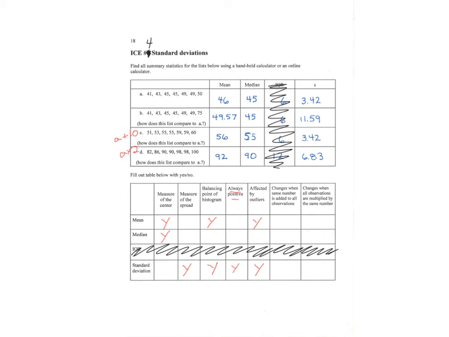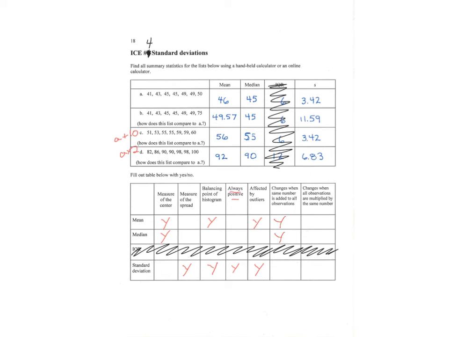So in the lower half, this column that says changes when same number is added to all observations, the mean and the median change, but the standard deviation does not. Now, what about D compared to A? Okay, well, the mean is twice what it was. The median is twice what it was.